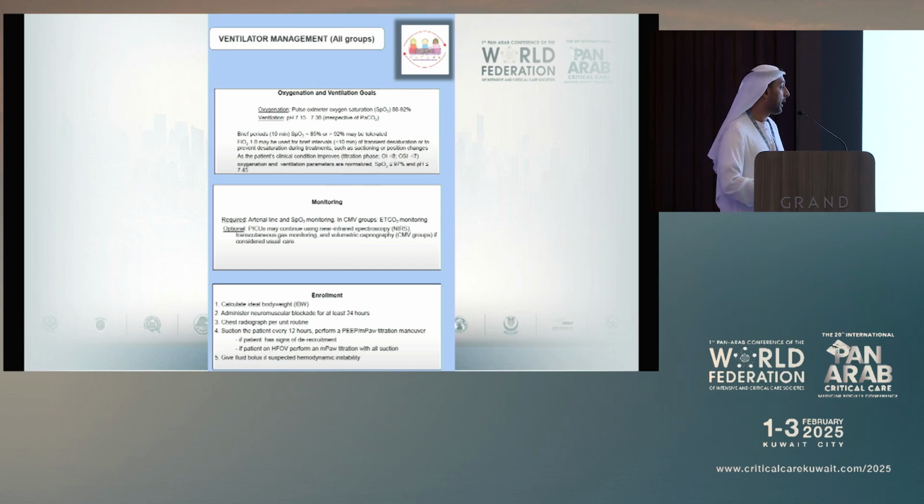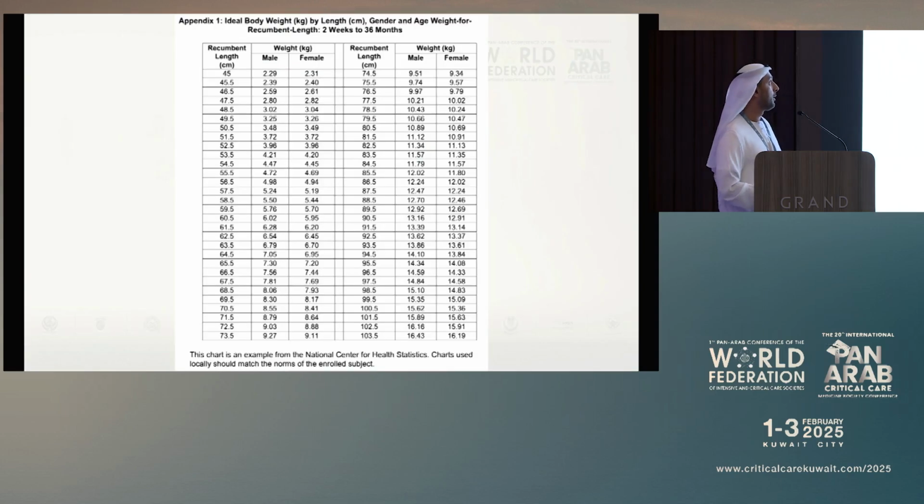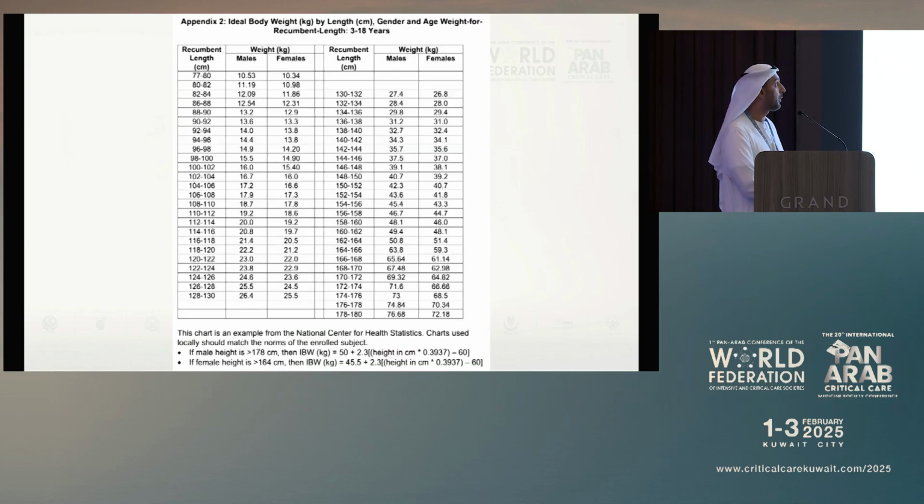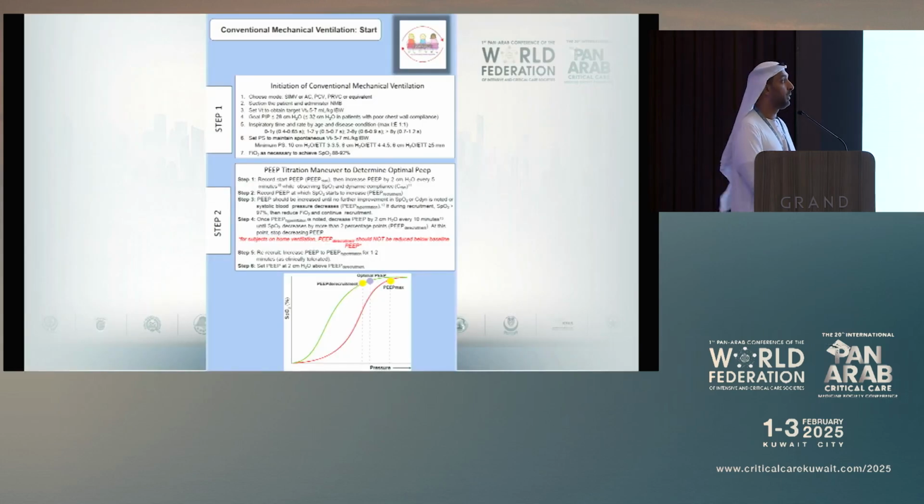We will calculate ideal body weight. We'll use ideal body weight, not actual body weight. We'll do neuromuscular blockade for 24 hours, and we'll do optimal PEEP, titration of the maneuver PEEP every 12 hours at least. We use the ideal body weight based on the height, and these are the tables which we use.